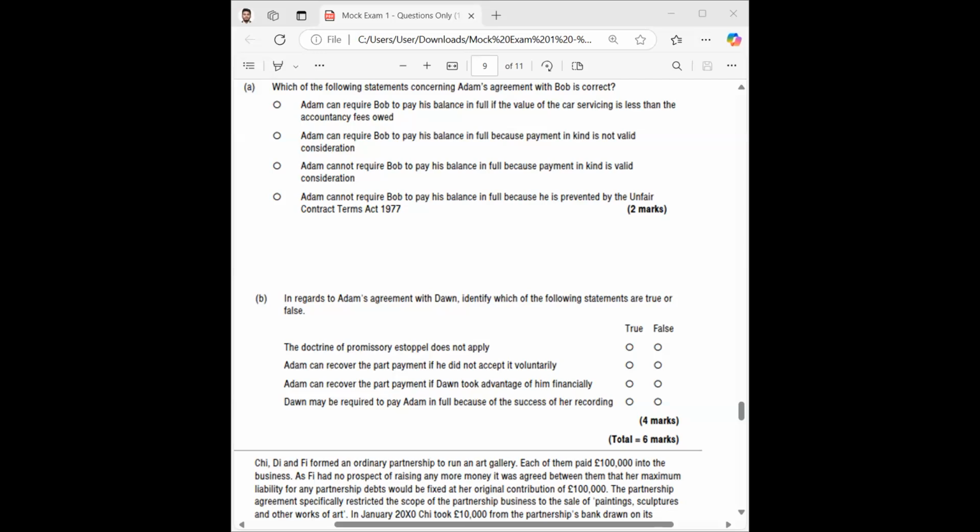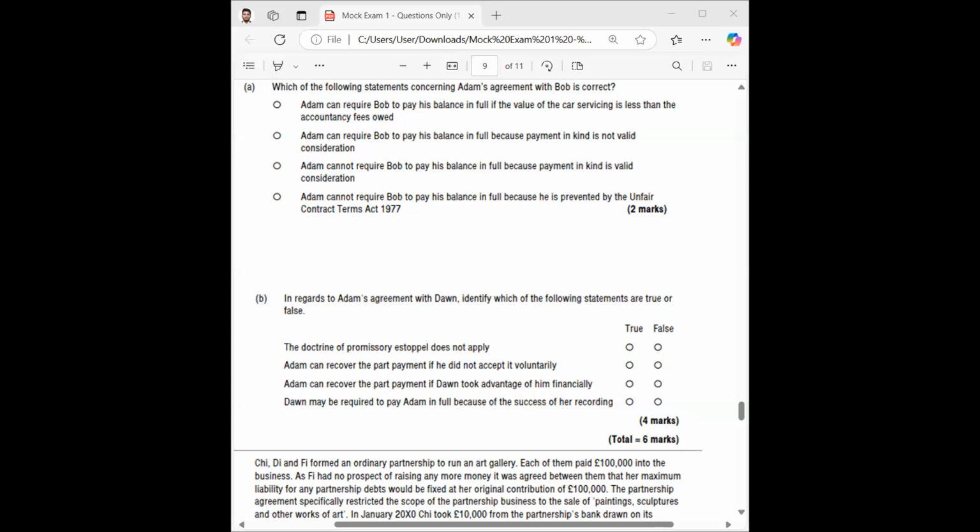The next one, in regards to Adam's agreement with Dawn, identify which of the statements are true or false. You need to be very careful whether these things are true or false. The first thing, the doctrine of promissory estoppel does not apply.